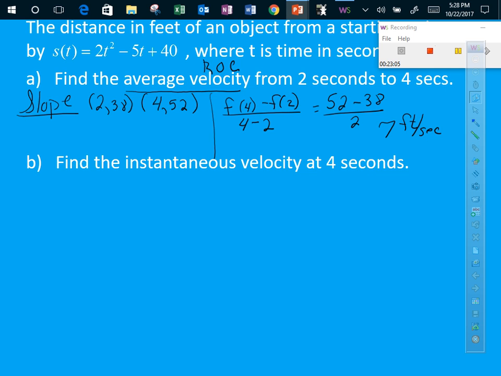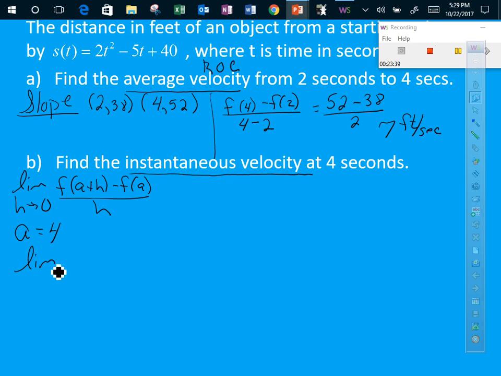Now, here comes a tougher one then. Find the instantaneous velocity at 4 seconds. So now we're going back to this formula. The limit as h approaches 0 of f of a plus h minus f of a, all over h. In this case, a equals 4. So it's going to look like this. The limit of f of 4 plus h minus f of 4 all over h, and that's the limit as h approaches 0.